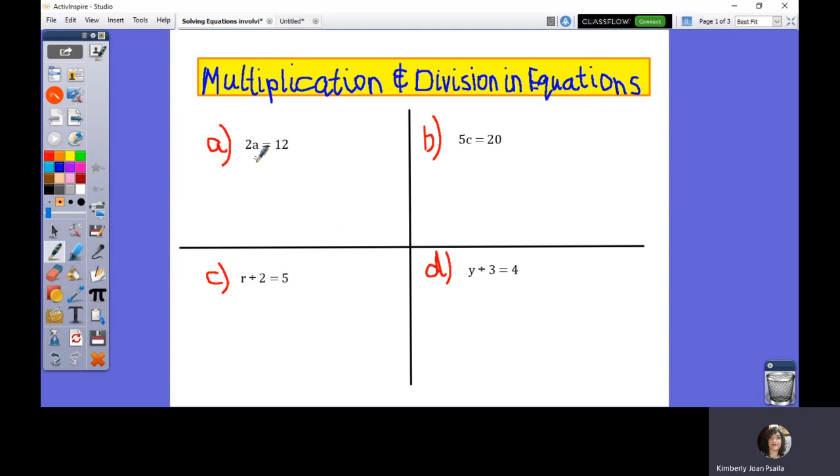The first one, we have to solve 2a is equal to 12. Now, in 2a, 2 is being multiplied to a. Here we have an invisible multiplication sign; we don't write it in algebra. In order to get rid of this 2, we have to do the inverse of multiplication, which is division. So we have to divide by 2. Also, to keep our equation balanced, we have to divide by 2 here as well.